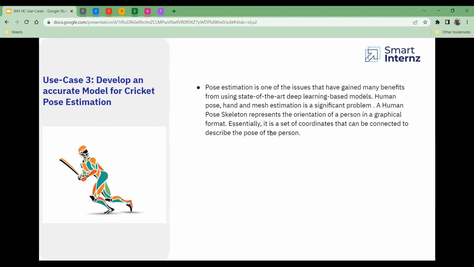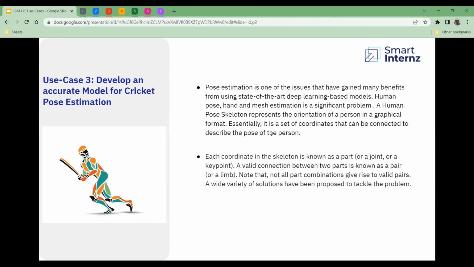Okay, so let's see how we can estimate the coordinates of the skeleton. Each coordinate in the skeleton is known as a part. We can also call it a joint or a key point. A valid connection between two parts is known as a pair. So a part is nothing but, let's say, your wrist and your elbow. Wrist is one part, and elbow is also one part.